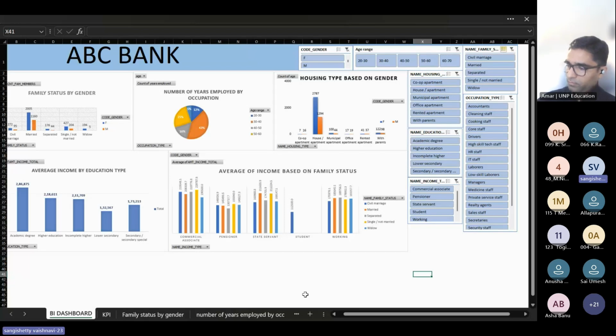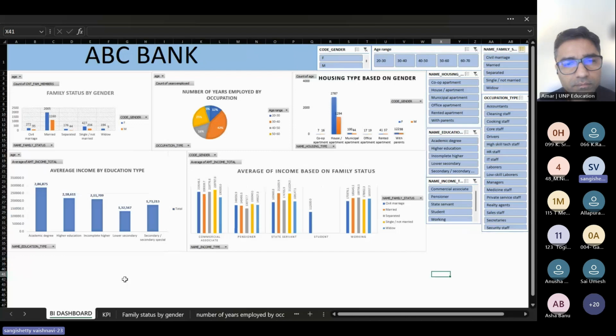My insight from this graph is that the majority of people live in house and apartments, that is 4,081 individuals. And the least is municipal apartments, that is 144 total, and office apartment 36 total. And the people who live in house and apartments are the key consumers who can apply for the loan. And the next graph is average income by education type.